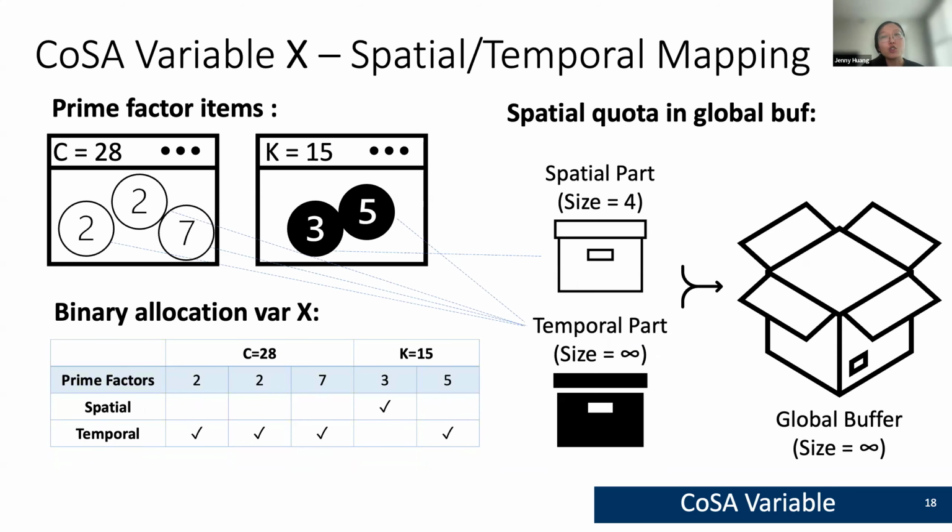Likewise, for each memory buffer level, we need to assign whether a prime factor allocated to this current level will be specified as a spatial factor or a temporal factor. So in this case, assuming we only have 4 of this weight buffer, then we can only assign a vector whose multiplied size is smaller than 4 to the spatial part.